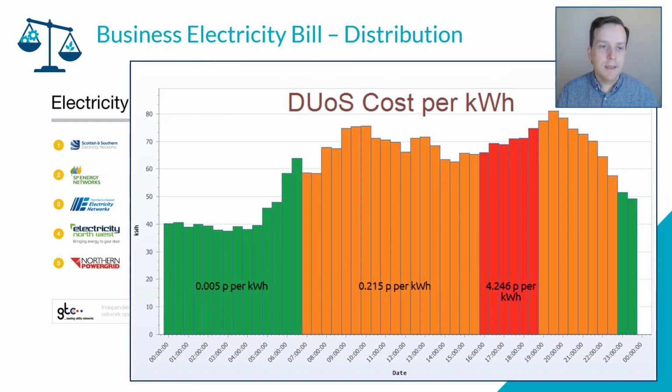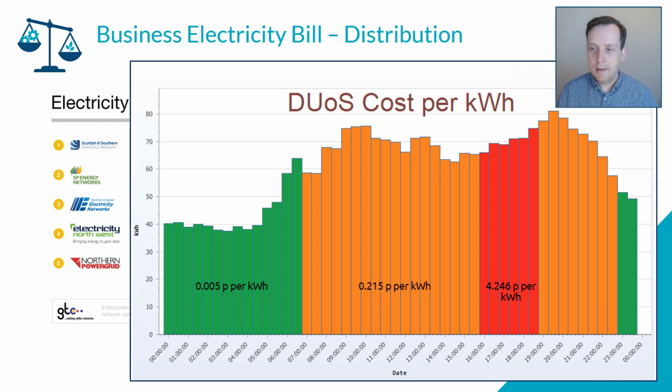So the idea is the DUOS costs depend on the time of day. So these are our half-hourly bands. For each half-hourly band, you may have a different DUOS cost. So the idea here, or previously, is to incentivize use of electricity off-peak and discourage, might be an easier word to say, use of electricity during peak times.